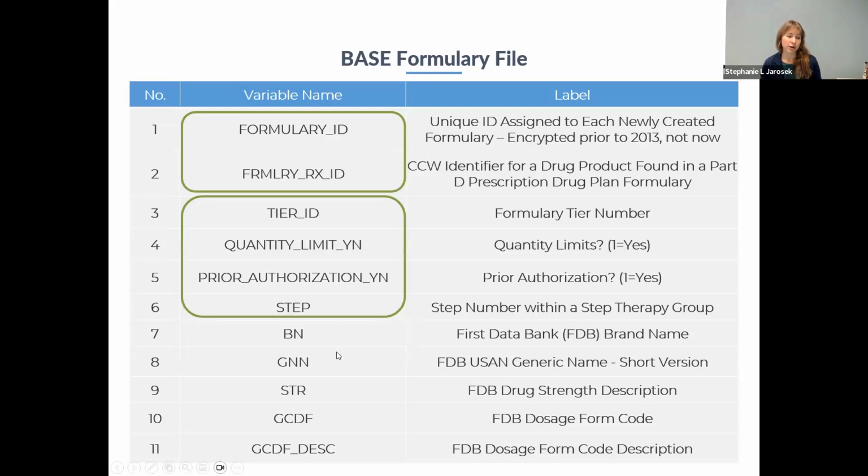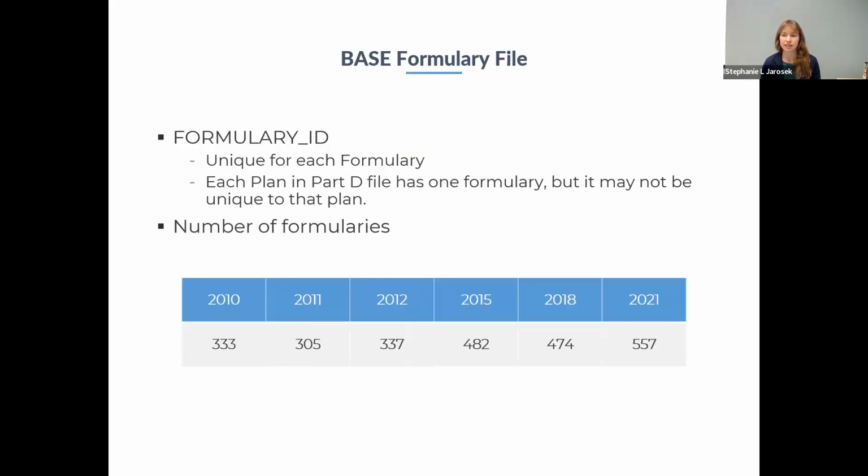And then we do have brand name and generic name on the RIF files. They weren't on the PUF files, remember, but if you're getting the research identifiable files, you get brand name and generic name, drug strength, dosage form. So for NDCs for the same drug but different dosages, will they have the same formulary ID and formulary RX ID? I have to think about this. I don't know if I've looked at that particularly. I'm guessing they might have a similar formulary RX ID, but that's something that you might want to look at.